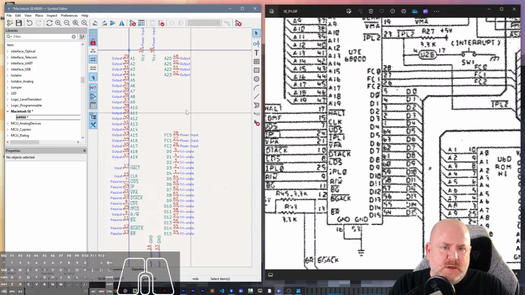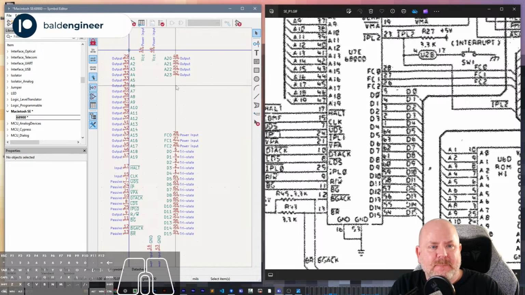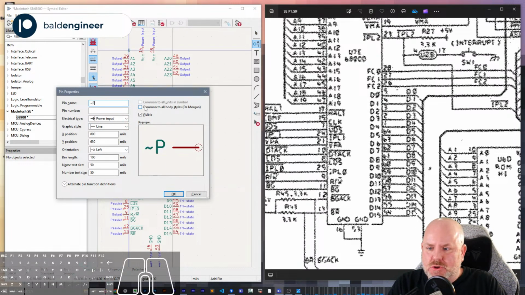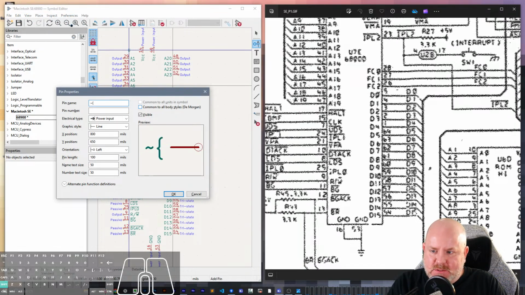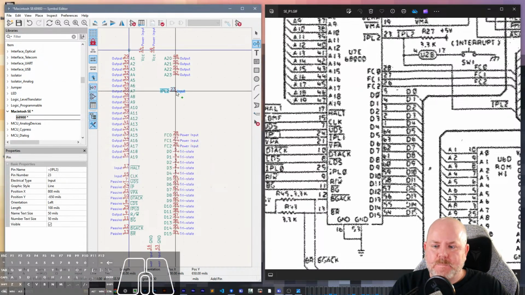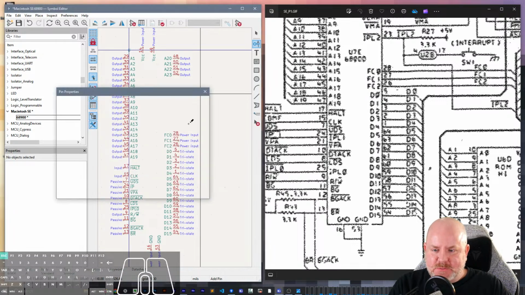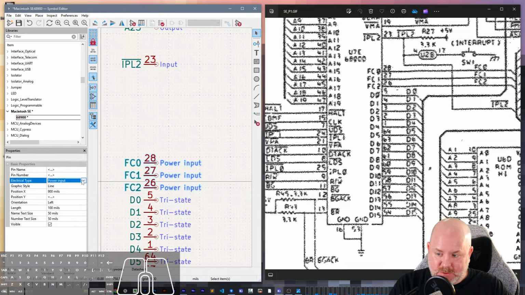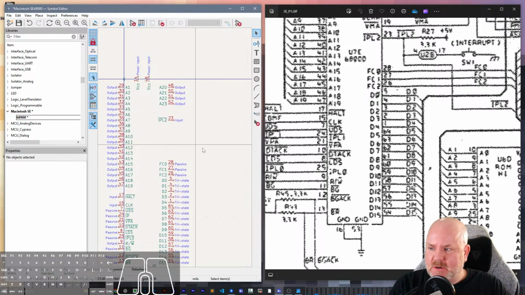All right. And then up here we have an IPL2. I really think this other one is IPL1, and that's on pin 23. Oh, did I really? I did. Okay, so these 3 pins I messed up. I made these power inputs, which is incorrect. I'm not sure which they are, but they're not power input, that's for sure. So we'll make that a passive until I figure that out.